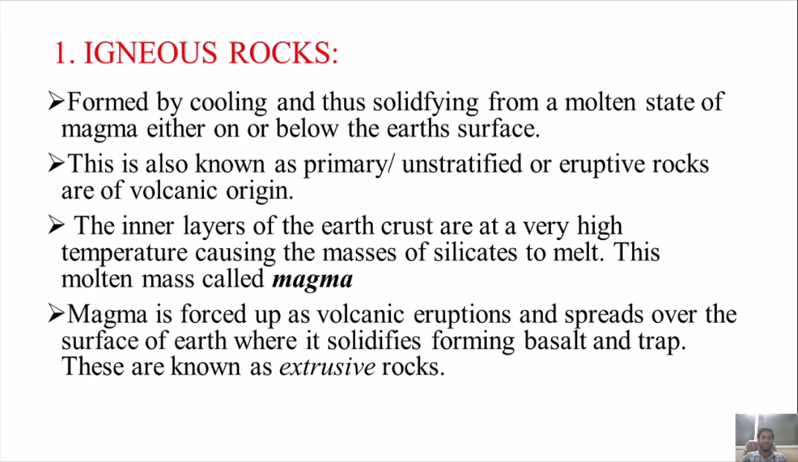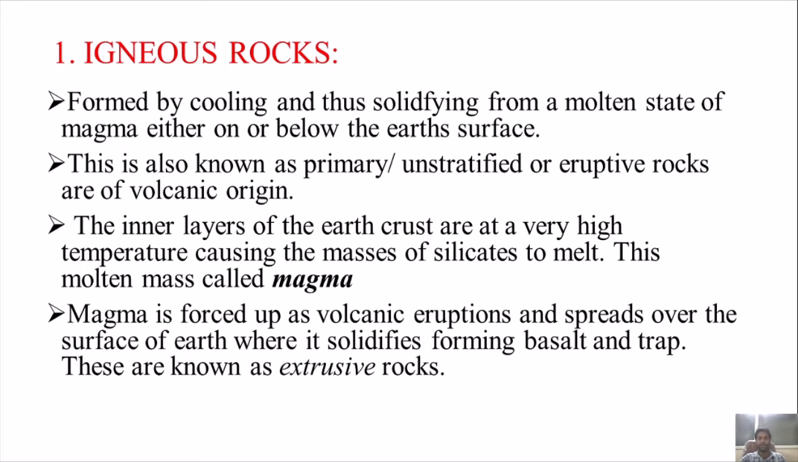Okay, then the inner layers of the earth crust are at very high temperature, causing the masses of silicates to melt. This molten mass is called magma. The earth crust has earthen material. This material will be molten, I mean, it is melted down. It is in a liquid state because of high pressure and temperature. This liquid state of the earthen material is said to be magma.